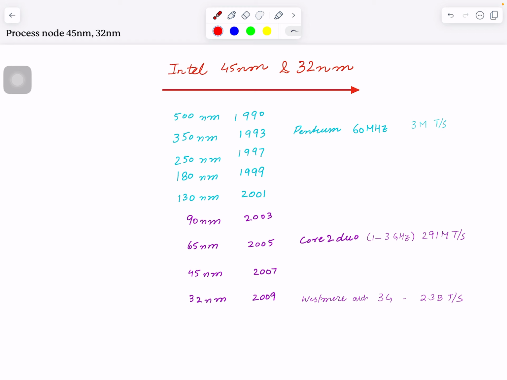So today, another very interesting process node, 45 nanometer, and then a follow-on 32 nanometer 2 years later. So I'll talk about those in detail. But first, I thought let's do a recap in terms of approximate years.